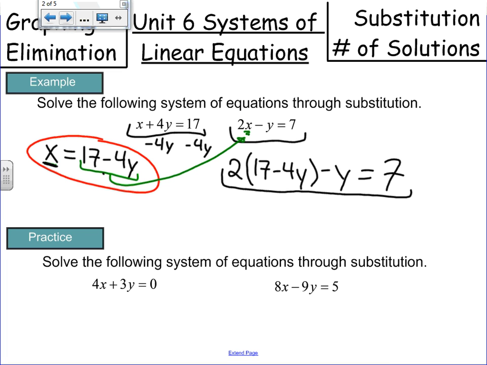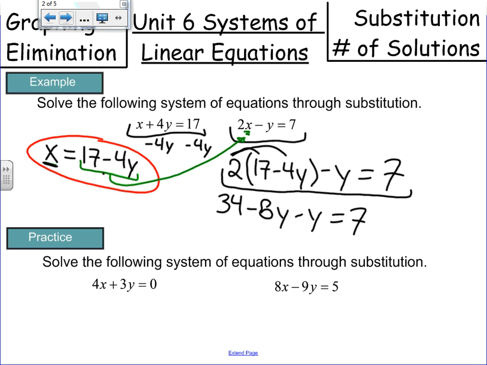The next big thing we're going to have to remember is the very first couple units. How do you get that 2 inside the brackets? You have to multiply them. So that 2 multiplies to both things. So your new answer would be 34 minus 8y. And because I distributed it in, the brackets are now gone. Minus y equal to 7 still.